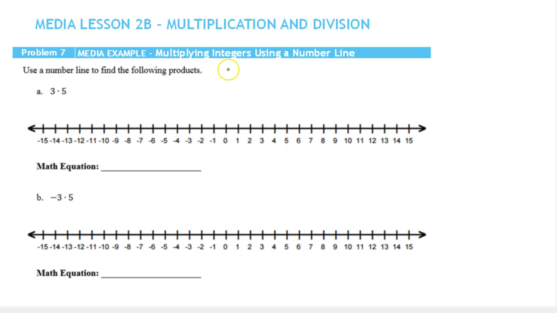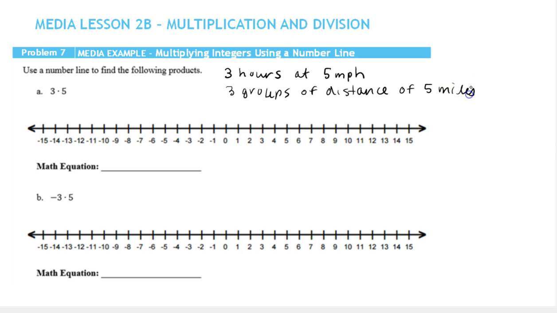You can think of that as maybe you're biking or traveling for 3 hours at 5 miles per hour, and we want to know the total distance that you traveled. Okay, so the 3 hours is going to be our 3 groups of distance that we're traveling, which is going to be 5 per hour. So we're going to have 3 groups of a distance of 5 miles. So that's going to be one way to think of this.